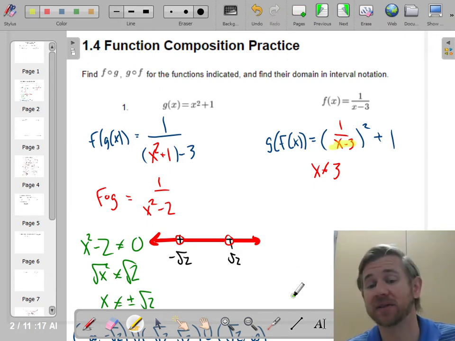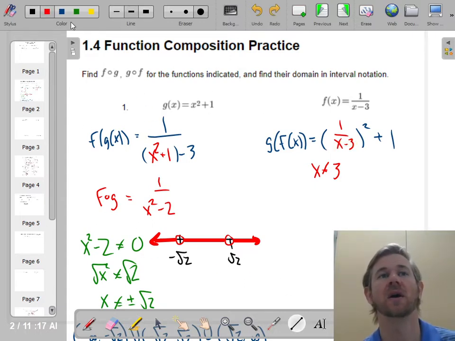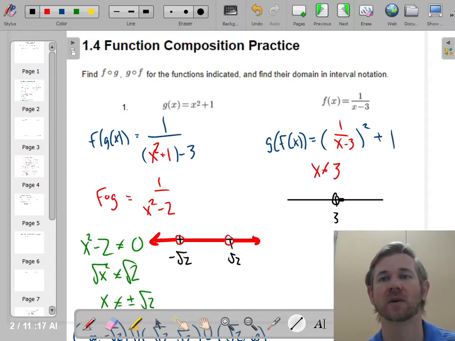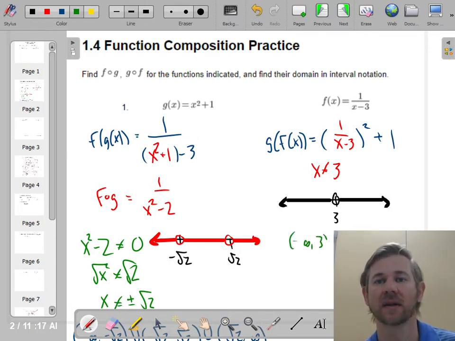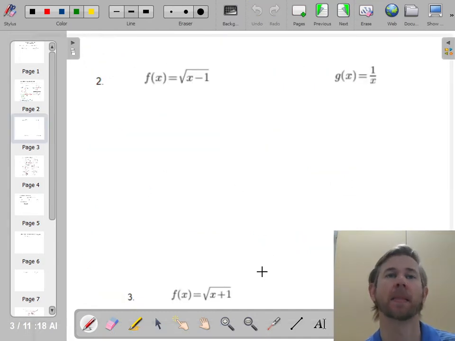Sometimes it is, sometimes it changes, and you end up having extra domain restrictions. But in this problem, we can just say, well, x doesn't equal 3, so on a number line, the way that would look is just an open circle at 3, and since everything else works, you can have positives and negatives. The way we would say this in interval notation would be from negative infinity to 3, union 3 to infinity. And again, that's an open circle because you can't plug in 3. That's dividing by 0.